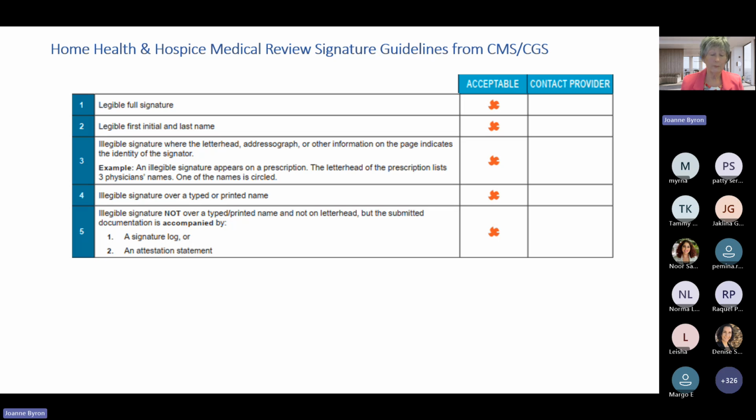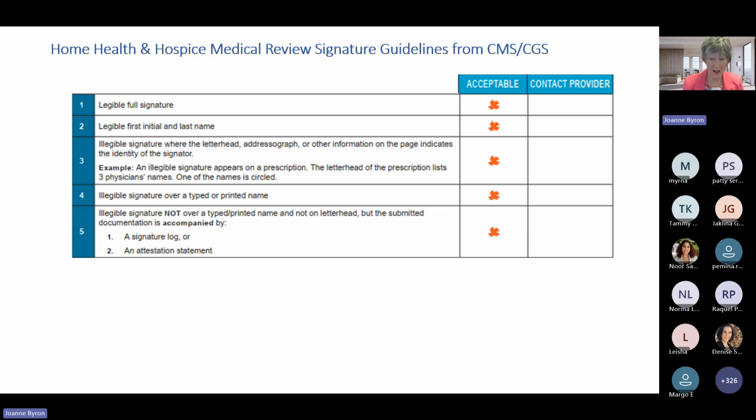CGS Medicare has a table on page 2 of their signature guidelines fact sheet, and Medicare contractors use this when they're reviewing your claims. It's important to share this with you so you can audit in a similar way to your payers. When the table indicates to contact a provider, it means the audit contractor is questioning the validity, and they're going to ask for additional information.